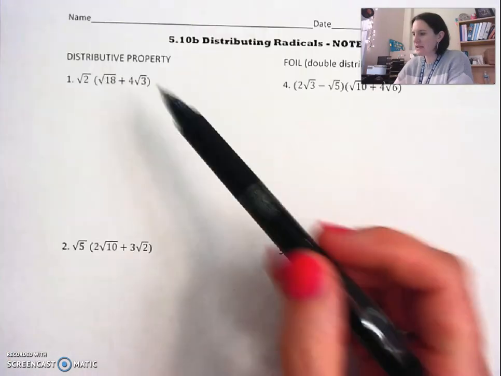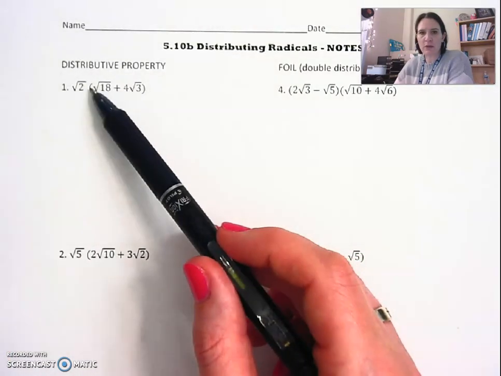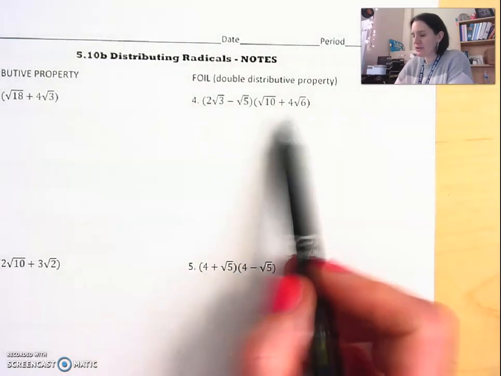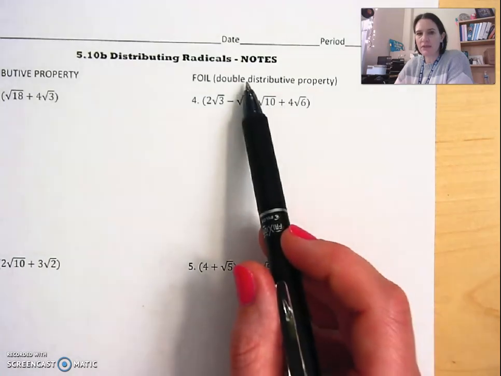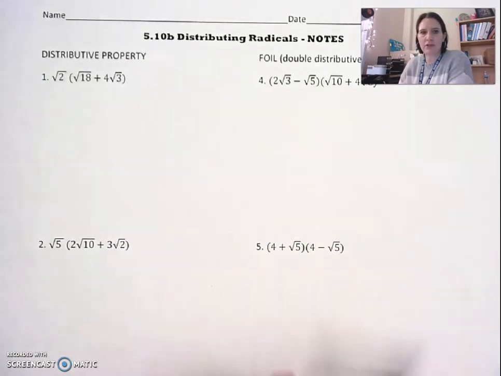The left side of this page is a single distributive property where you're just distributing one thing. And the right side is you're distributing two things. This is known as double distributive property, or we also sometimes call it FOIL. So we're going to work on the left side of the page first.